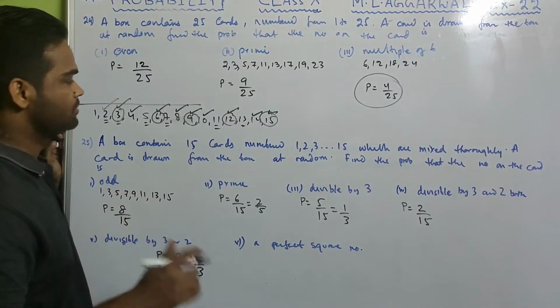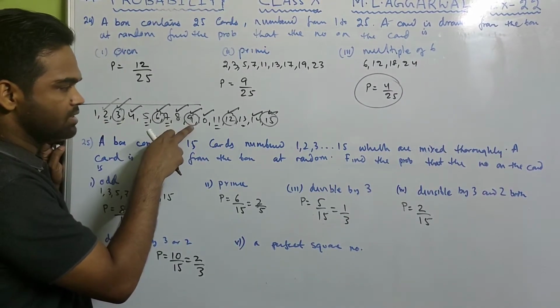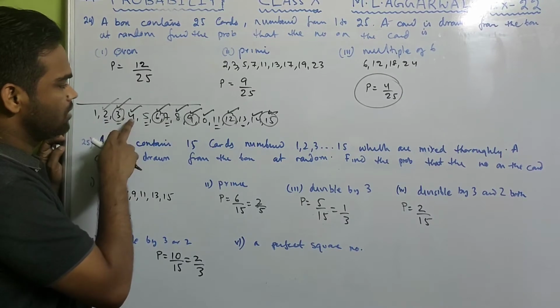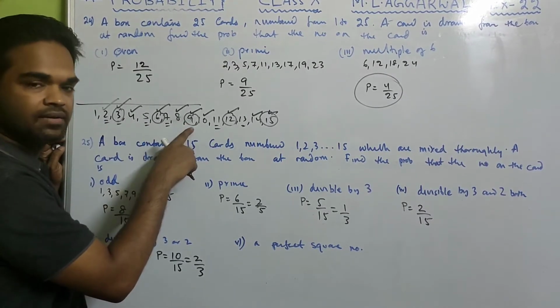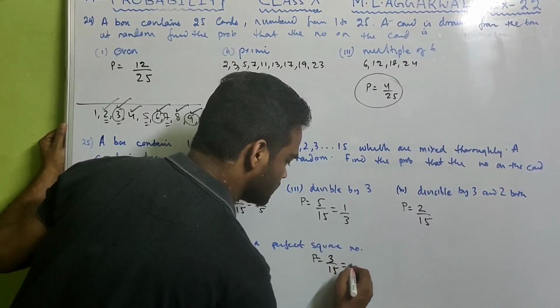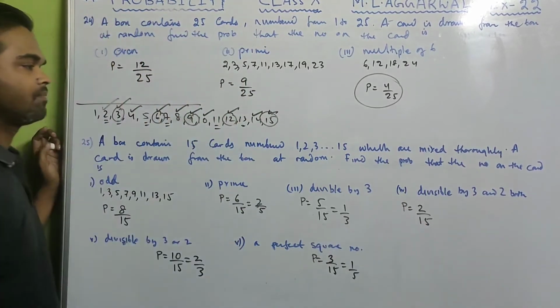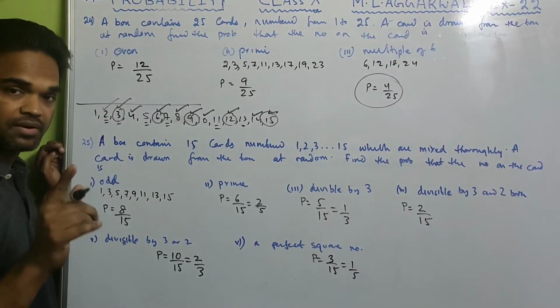A perfect square number. 1 is a perfect square. 4 is a perfect square. 9 is a perfect square. 1, 2, 3, because 1 one is 1, 2 twos are 4, 3 threes are 9. Okay, so there are 3 perfect squares out of 15. So that's 1 by 5. Done. Pretty easy. Now let us look at the next sum.